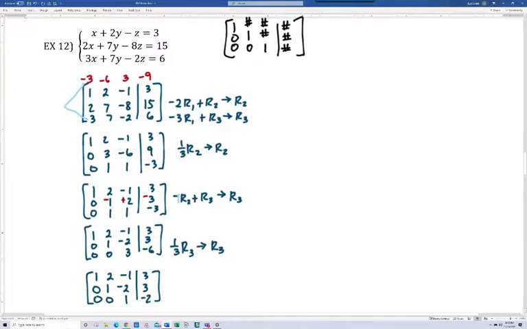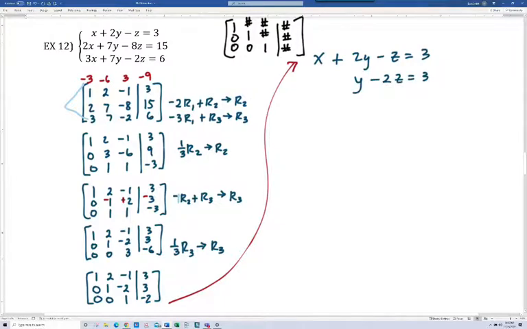And so notice we have this in row echelon form. It's not in reduced row echelon form because we don't have zeros above the ones. So I'll come back at the end of the next video and address that. But for now, let's go ahead and write this as a system. So we have x plus 2y minus z is equal to 3. y minus 2z equals 3. That's from the second row. And then z equals negative 2.